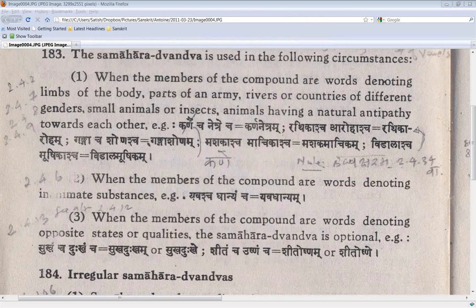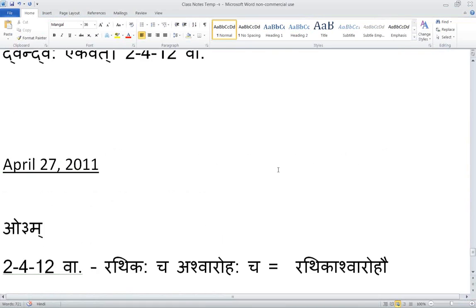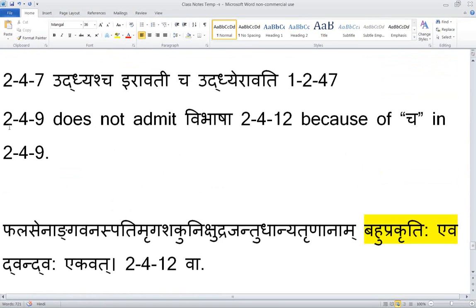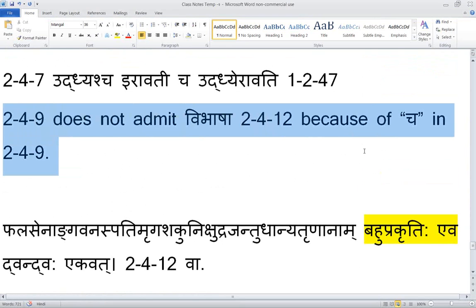I think I put in the document last time that 249 does not admit vibhasha because of cha in 249. So when we say kakolukam, there will be only one form. There will be no vibhasha for these. That's the vyakhyanam.